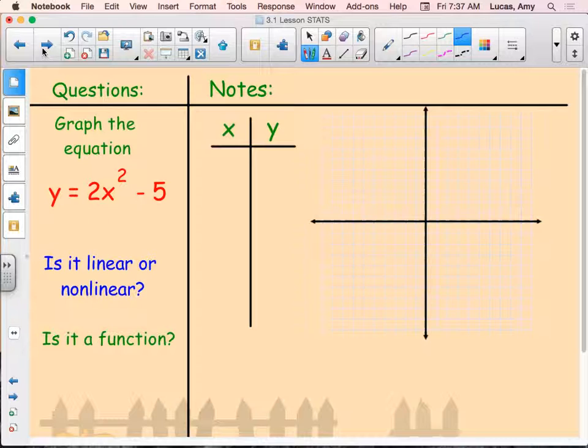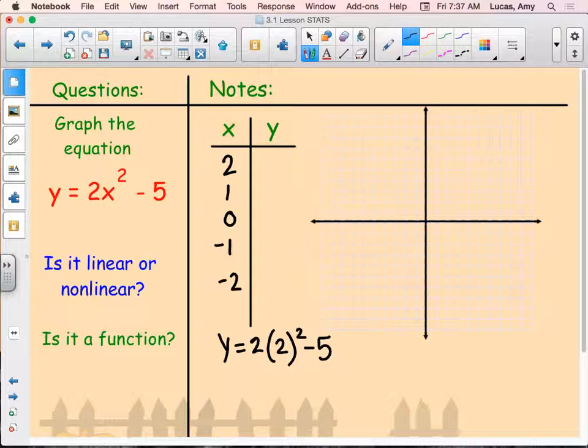Our second graph, I'm going to go with my favorite 5 numbers again. 2, 1, 0, -1, -2. This equation is a little bit more complicated to substitute into. 2 times x squared, so I substitute my 2 for x for my input. So 2 times 2 squared minus 5. Exponents have to come first. 2 squared is 4. So 2 times 4 minus 5. 2 times 4 is 8, minus 5 is 3.